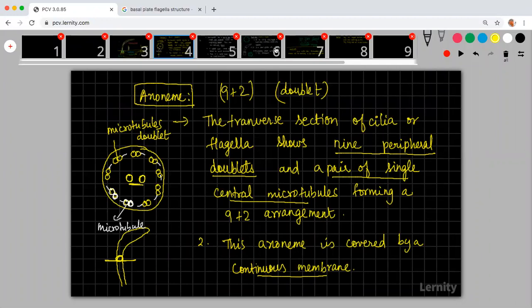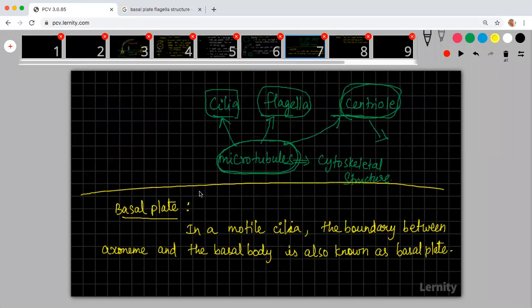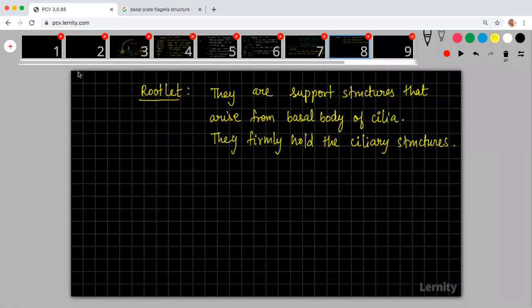Then you have studied basal plate, and then you have studied rootlet. These are all just associated structures. The basal plate and the rootlet are associated structures, they are part of it. The main parts of that particular flagella or cilia are only what and what? The axoneme or the shaft, and the basal body. Those two are the major components. The other things are just support organelles. Are we able to understand?